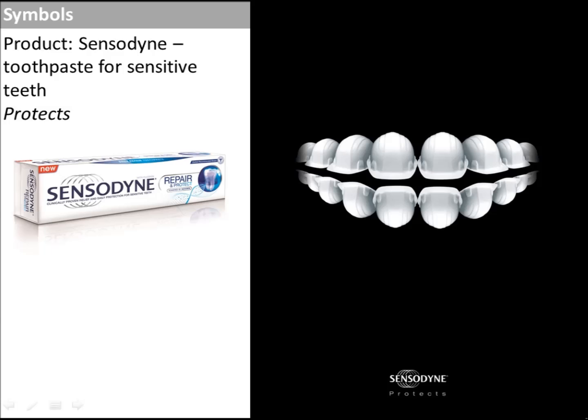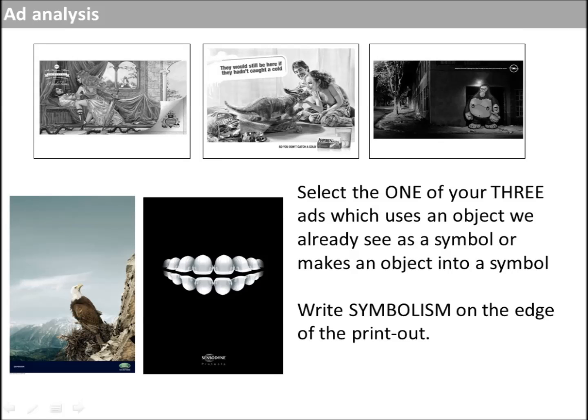And now, as we have done many times before, please pause this recording and survey your three ads and determine which of the three, maybe they all do, but at least one does, in some way employ something that we as a culture give symbolic power, that we already associate with certain traits or features. And the ad makers are trying to activate those existing understandings to help sell their product. Choose one of your three ads that most does that and write "symbolism" on the edge of the printout, please.